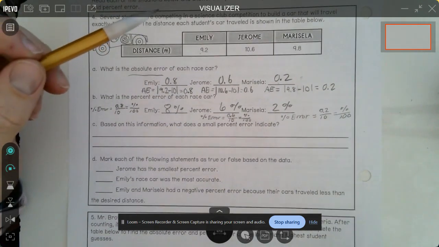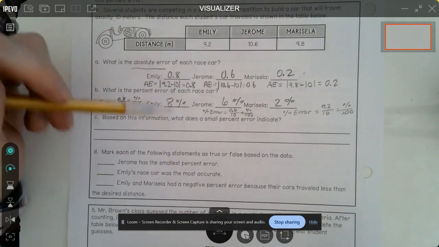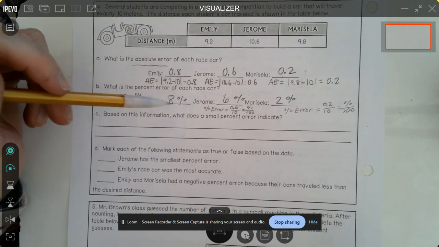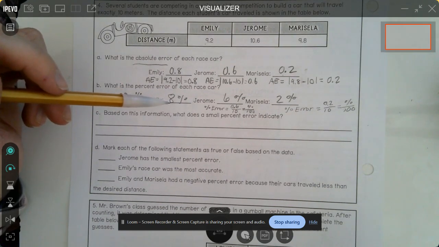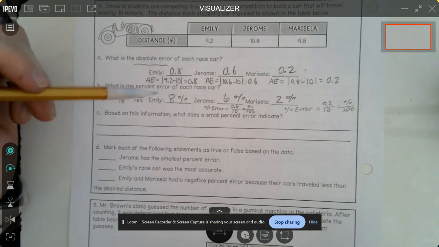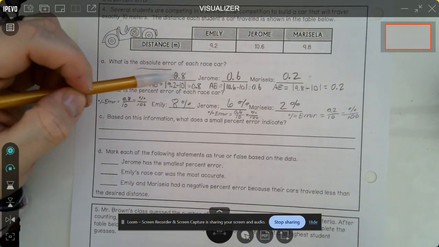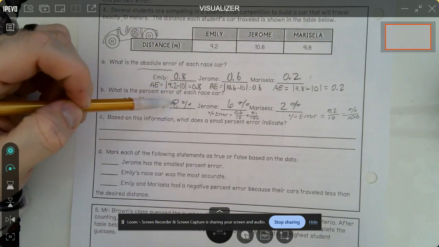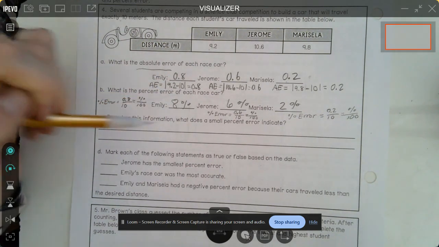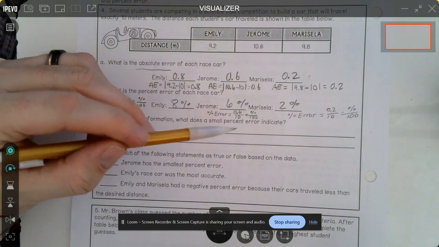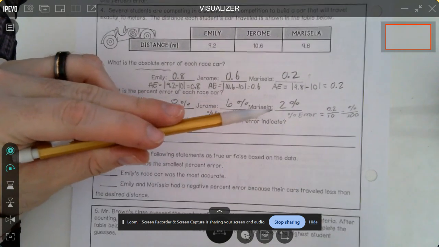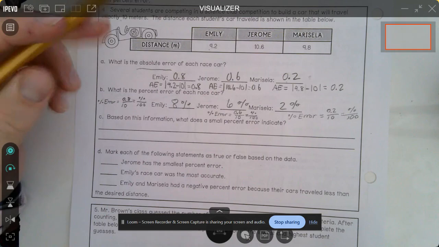Now let's talk about what these percent errors represent. The larger the percent error, the further you were away from what was expected. These cars should have been able to travel 10, so the further you were away, the larger your percent error was. So what does it mean if you have a smaller percent error? Maricela, for example, was only 2% away. So what does that mean?